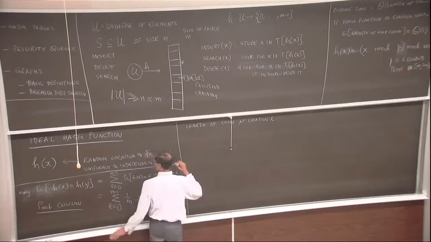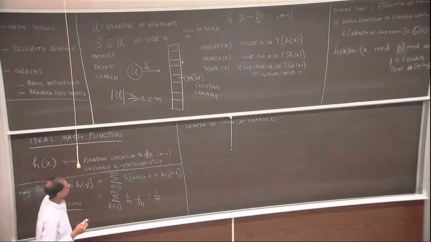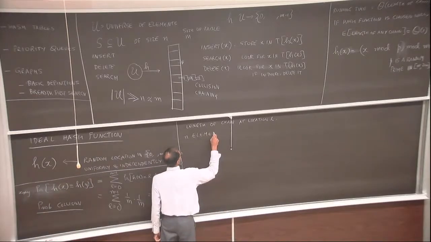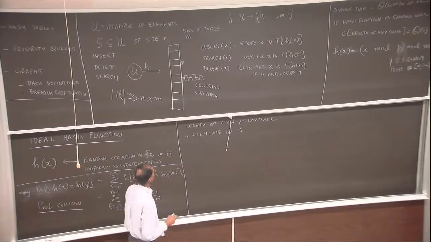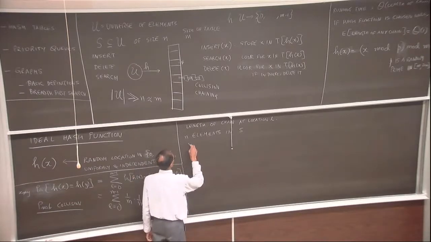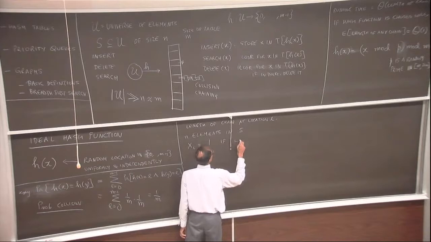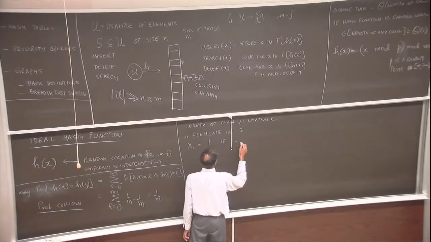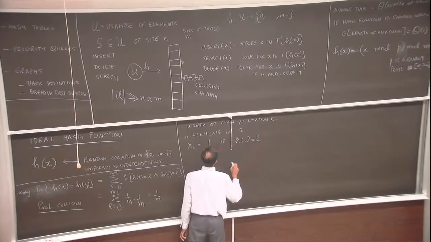So there are again n elements. Remember, there are n elements which you are trying to map. Let me say x_i equals 1 if h of i equals L.